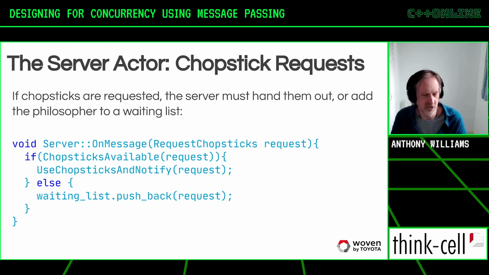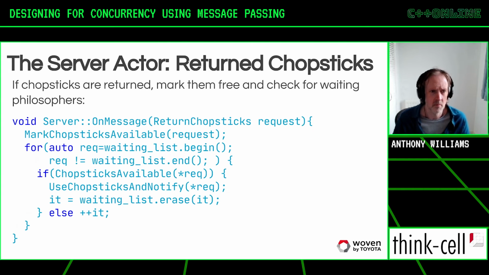Okay, on the server side, the server is managing the chopsticks, so we have to request some chopsticks. If somebody has requested some chopsticks, we say, well, if they can have them already, then mark them as used and send them out. Otherwise, add them to a list of philosophers waiting for chopsticks. When the chopsticks come back, mark them as available, and go through the list, checking to see who's waiting for chopsticks. Are the chopsticks they're waiting for available? If they are, use them. Then notify them they can have their chopsticks, and remove them from the waiting list.